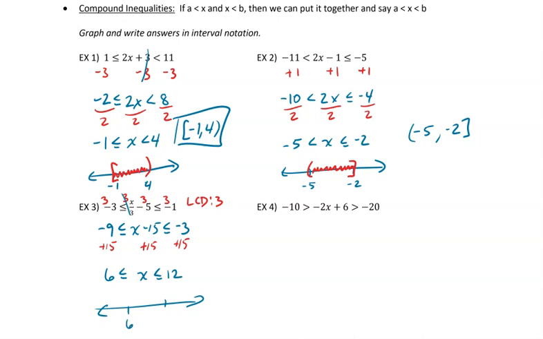So we got 6 and 12. We shade in the middle. Both of them are going to have brackets this time because they're both or equal to. So we're going to have 6 to 12, both with brackets, as our answer.